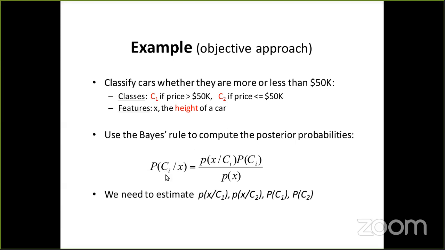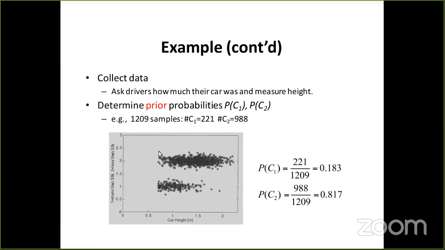So P of C given X is P of X given C into P of C divided by P of X. We need the following terms to make our decision: P of X given C1, P of X given C2, and P of C1 and P of C2. P of X is not really needed, and even if we require it, we can compute P of X using these four terms, which are the terms coming in the numerator of the Bayes rule expression. Okay, so now how do we get these values in a real world setting? We collect data.